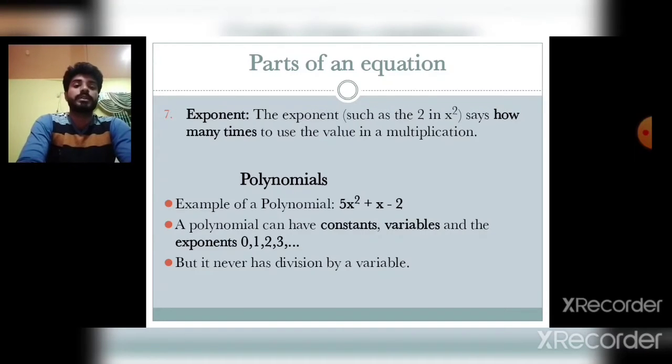Seventh is exponent. The exponent, such as the 2 in x squared, says how many times to use the value in a multiplication. Polynomials. An example of a polynomial is 5x squared plus x minus 2. A polynomial can have constants, variables, and the exponents 0, 1, 2, 3, and so on. But it never has division by a variable.